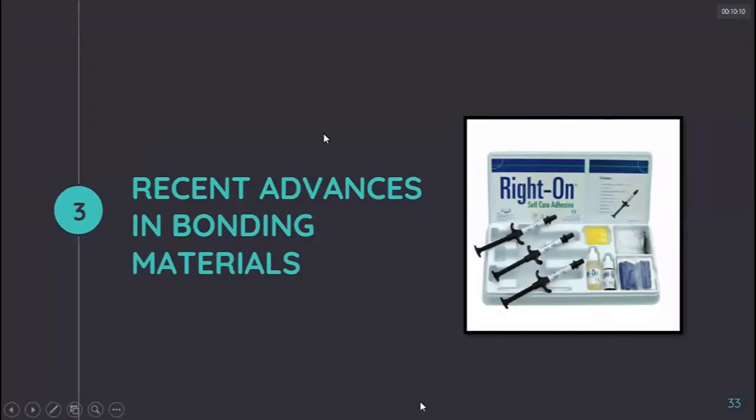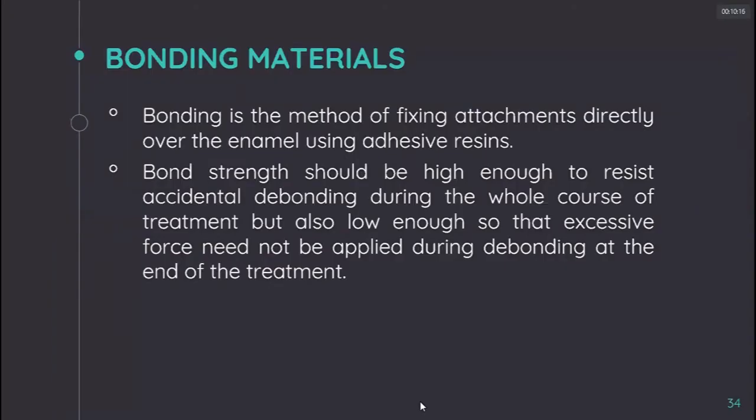So our next topic is recent advances in bonding materials. Bonding is a method of fixing attachments directly over the enamel using adhesive resins. Bond strength should be high enough to resist accidental debonding during the whole course of treatment, but it has to be low enough so that excess force need not be applied during the debonding at the end of the treatment.